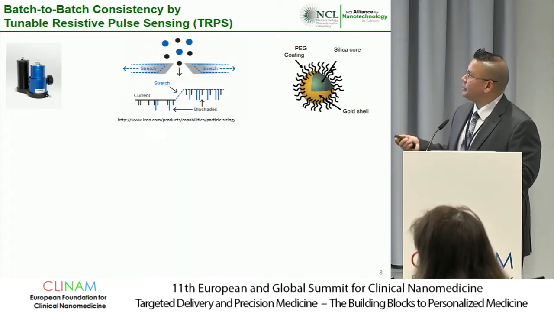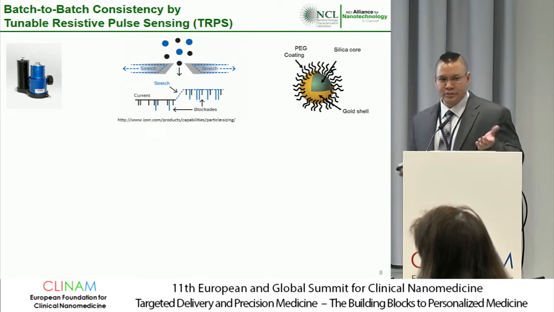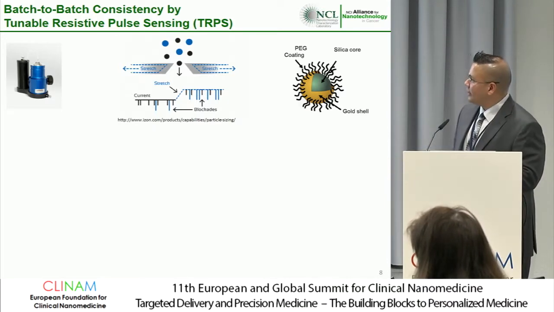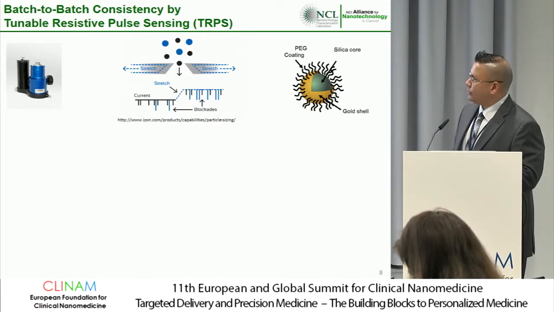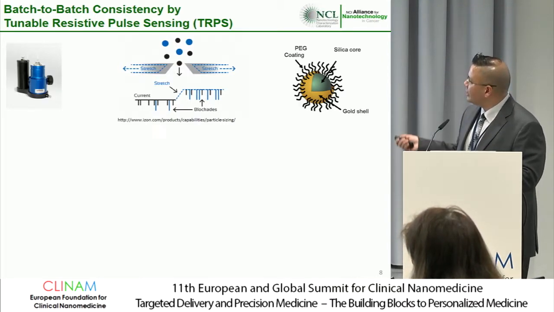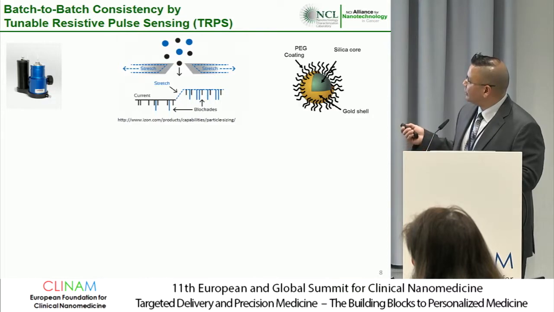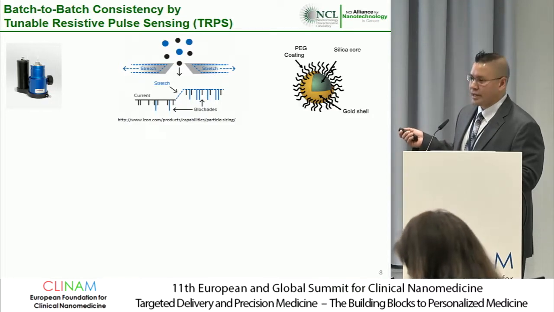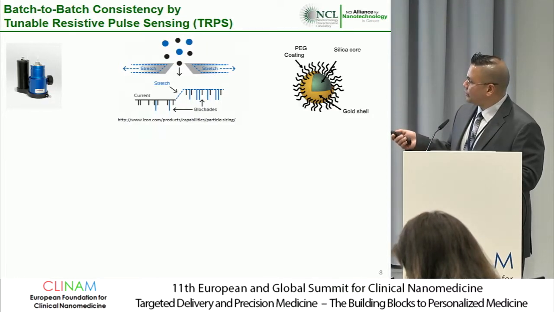So this is resistive pulse sensing. We also have tunable resistive pulse sensing, which is our Izon qNano. And in this case, we actually used this to look at batch-to-batch consistency of 3 different lots. And we were submitted 3 lots of silica core gold shell PEG-coated nanoparticles. We ran this through the qNano.